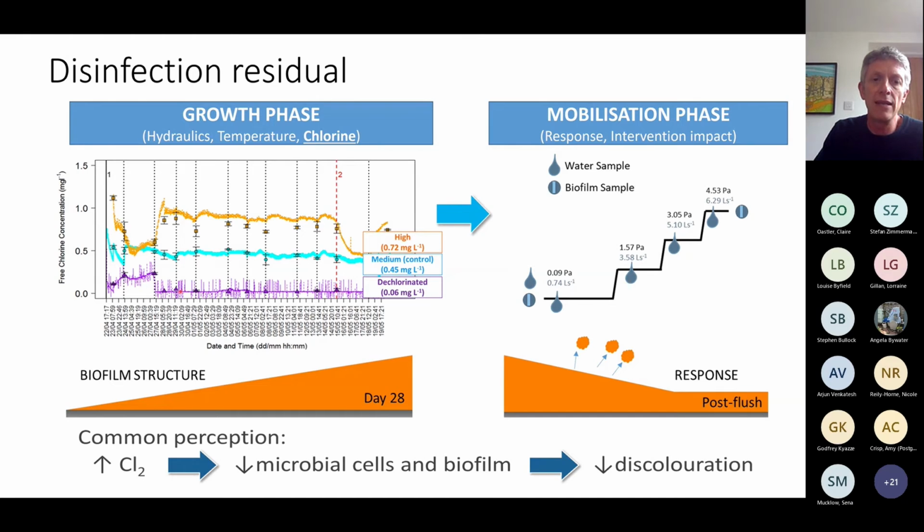In one loop, we then dechlorinated, dropped the chlorine down. In another loop, we were boosting it up. So again, most of the time over the month, we had that control. You can see a few periods in time, we lost it a little bit. With the idea that if we had higher chlorine, we'd suppress microbial cells in the bulk water and probably the biofilm, and we'd have less discoloration risk.